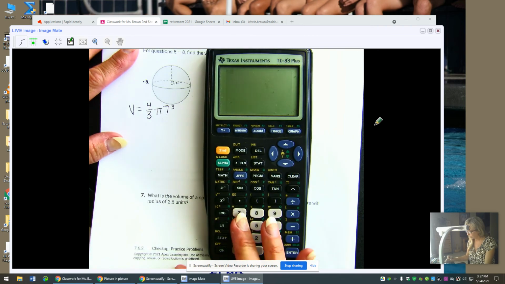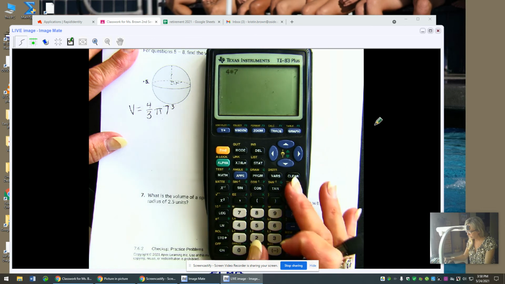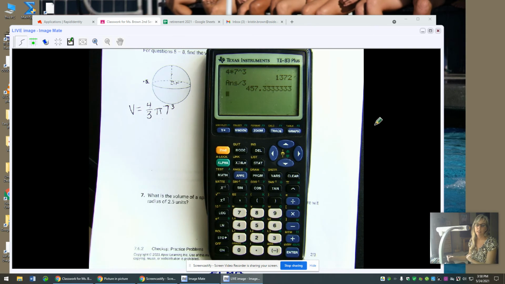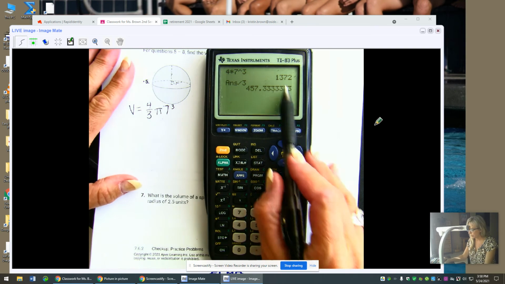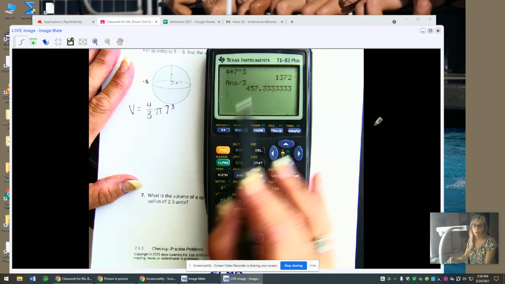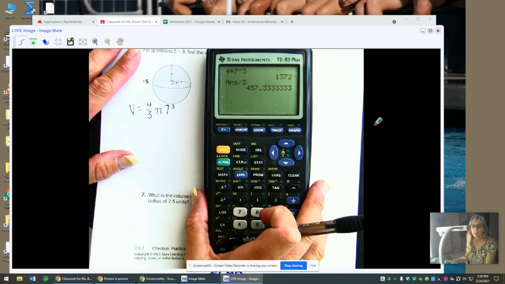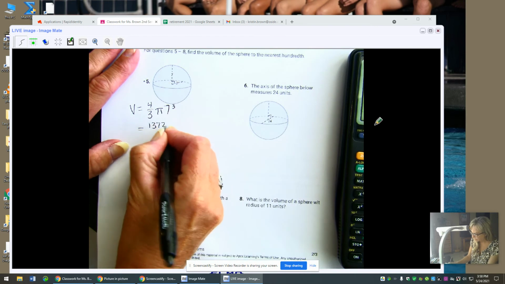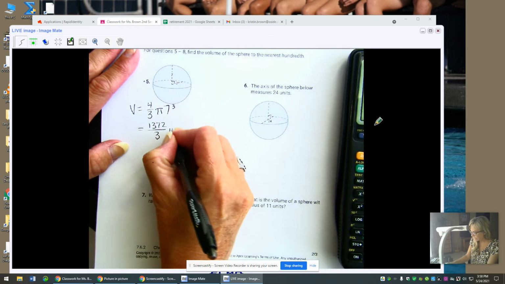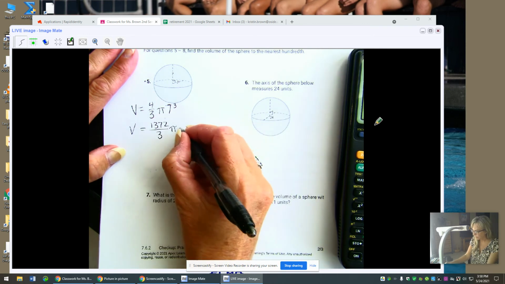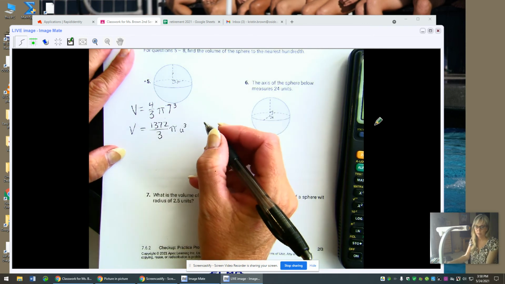So let's try it. Let's first start with 4 times 7 cubed. And then when we divide by 3, yeah, we get this repeated decimal. So if I want the exact, I'm going to have to put this before the division over 3 as a denominator with 3. So what is it? 1,372. We've got 1,372 over 3. And we haven't even touched pi yet. So there's pi. That's the volume, units cubed.